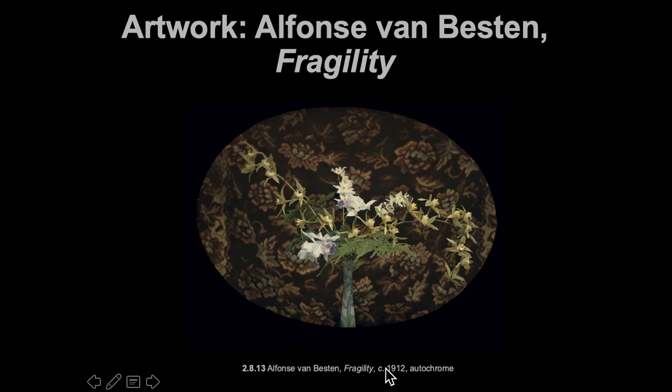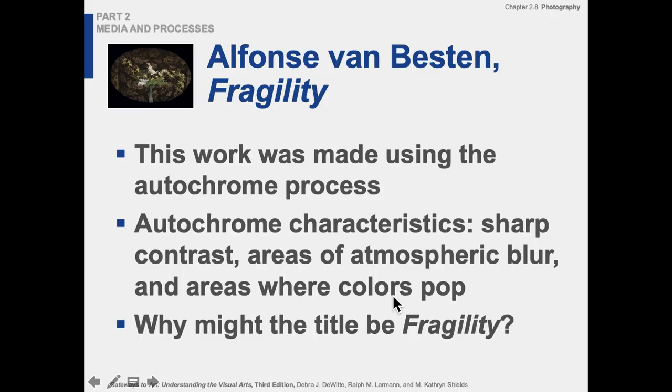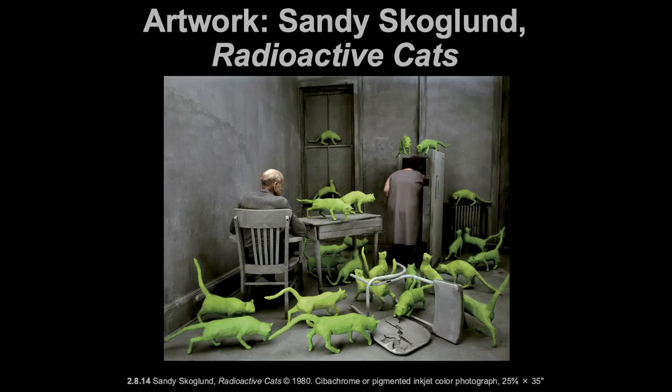This is an Autochrome, 1912. This is the beginning of color photography. And he has sharp contrast, areas of atmospheric blur, and areas where the colors pop. Later we get into a Cibachrome.